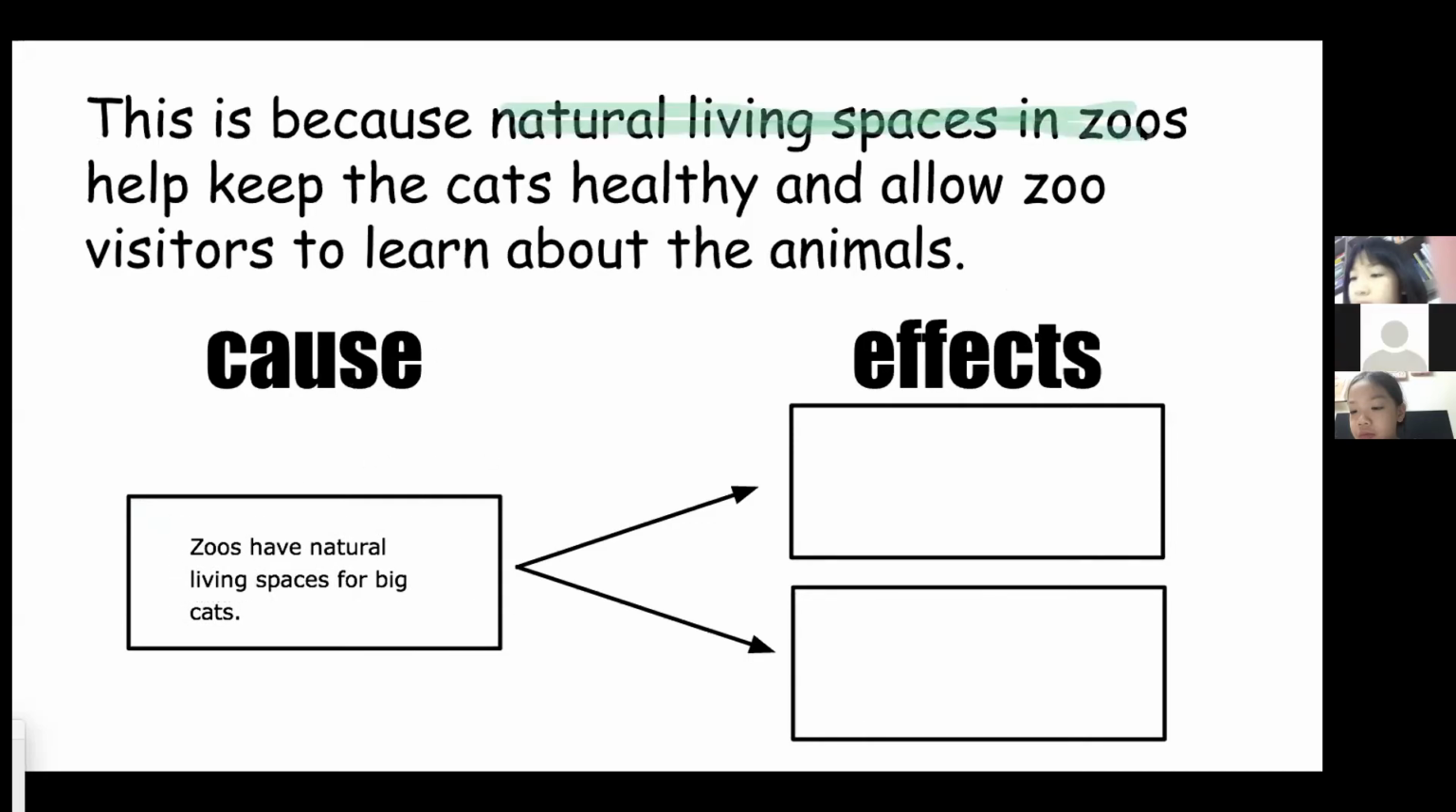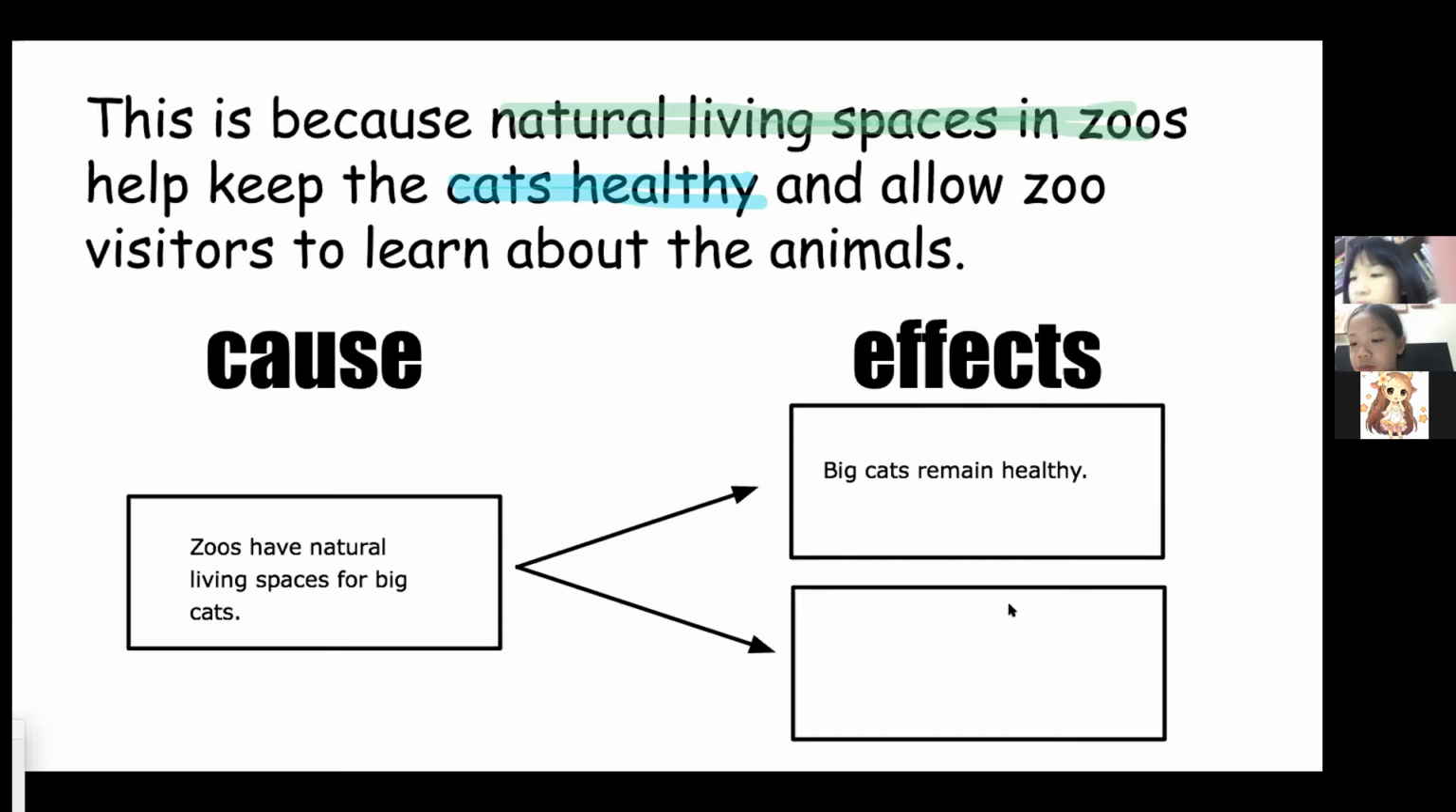The natural living spaces in zoos help keep cats healthy. Okay, so we know that natural living spaces in zoos is our cause, and the effect is the cats are healthy. Can we say big cats are healthy because they have natural living spaces? Yes, we can. So that is one cause and effect relationship. What's our other effect of natural living spaces in zoos?